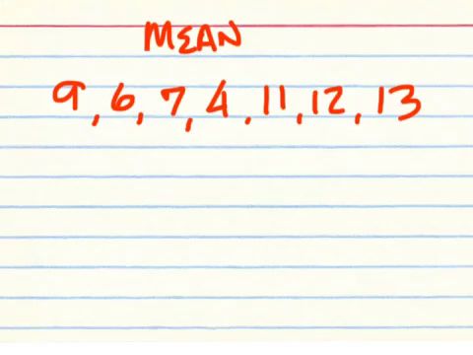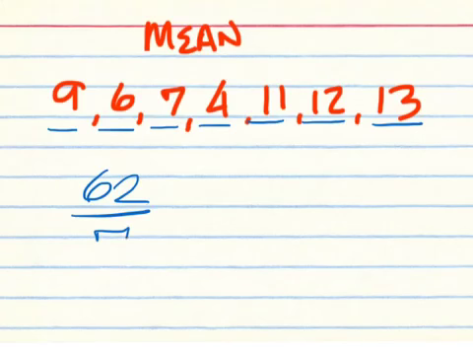Find the mean, which is the average of this list. That means you must add them together first to get 9, 15, 22, 26, 37, 49, and then 62. If you divide 62 by 7, which is the number of numbers in the list, 1, 2, 3, 4, 5, 6, 7. 62 divided by 7. 7 into 62 8 times for 56 with 6 left over, and that would be a 60.